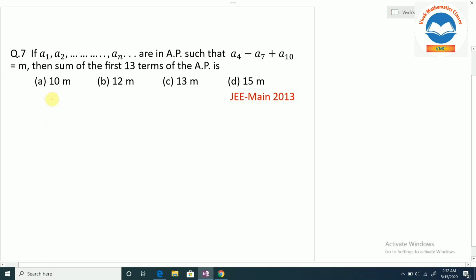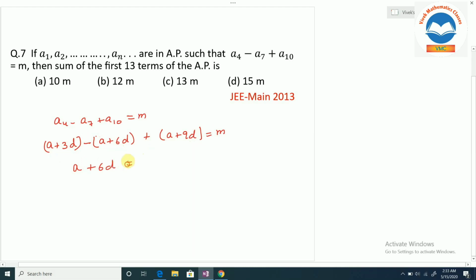Next, if A1, A2, A3 up to AN are in AP such that A4 minus A7 plus A10 is given as M, we need to find the sum of the first 13 terms. First we will substitute: A4 is A plus 3D, minus A7, which is A plus 6D, plus A10, which is A plus 9D, and this value is given as M. So 1A and 1A will be cancelled out, 1A will remain. 3 plus 9 will be 12, 12 minus 6 will be 6, so A plus 6D is equal to M.